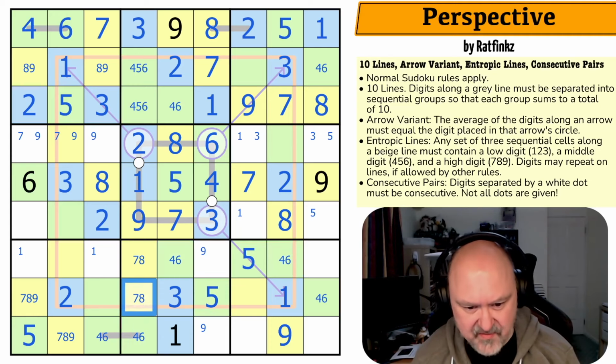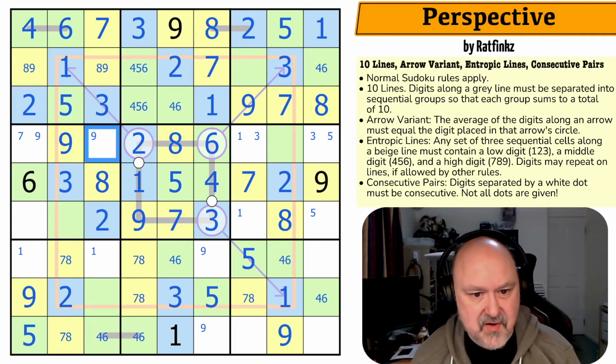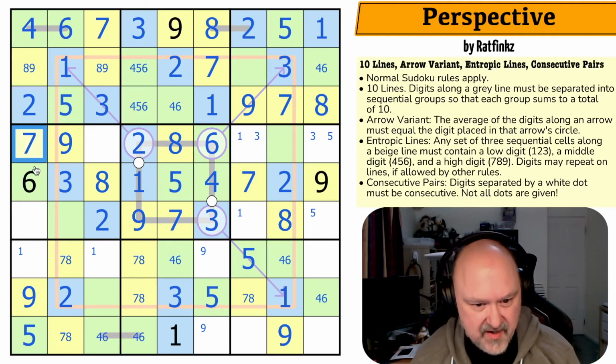This is not the 5. This is a 7 or an 8. This is a 7 or an 8, giving me a 7, 8 pair in the row, making that the 9. There's no 9 there. This is a 7, 8 pair in the column, making that the 9. There's no 9 in either of those, but the only place I can put a 7 now is there. That's the 7, which is the other high digit.